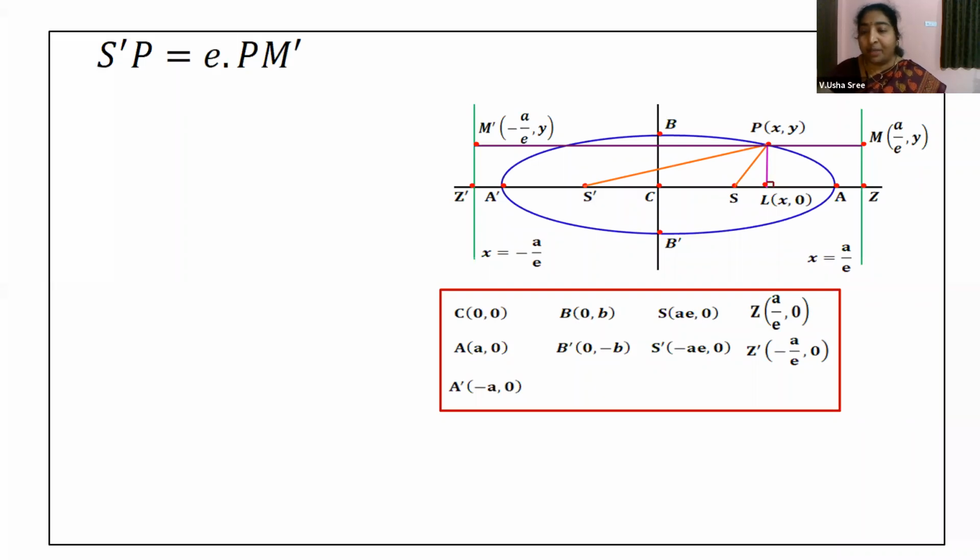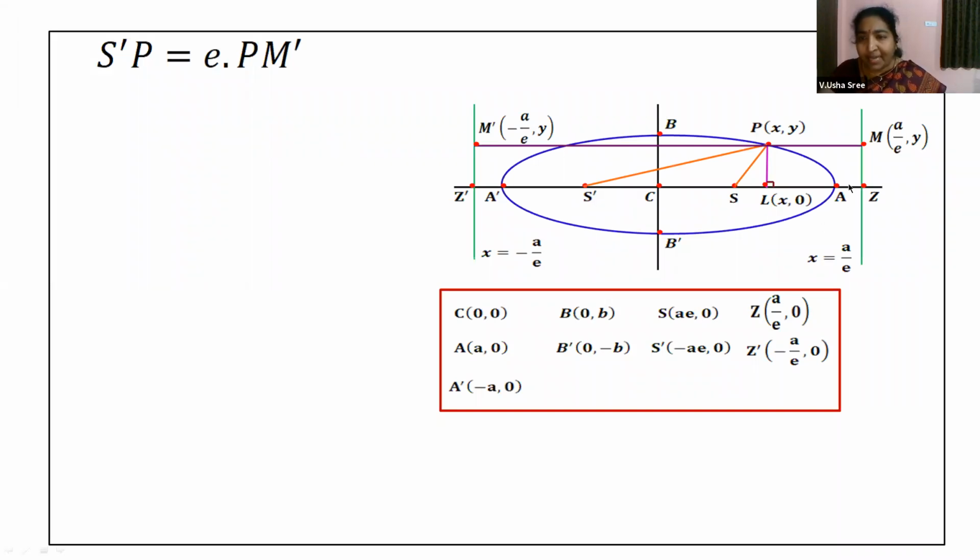Now, this time we are taking S dash P, right? S dash P is equal to E into PM dash. Now this PM is the perpendicular dropped from the point onto the directrix. Likewise, PM dash is also a perpendicular which is dropped onto the directrix over here, right? So S dash P is equal to E into PM dash.